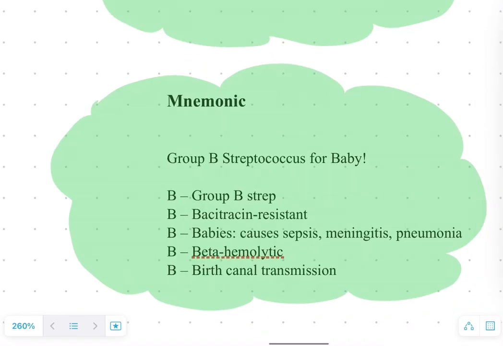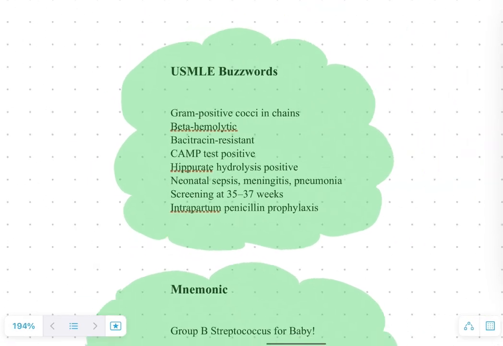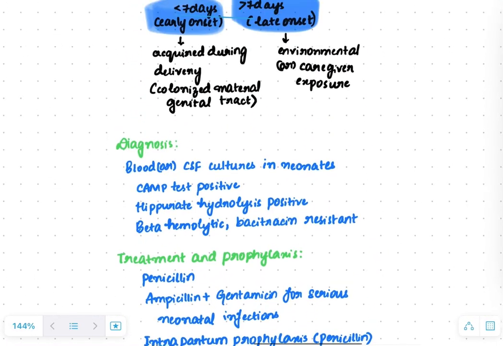So coming to the mnemonic, group B Streptococcus is Streptococcus agalactiae. B stands for babies, B stands for group B Streptococcus, B stands for Bacitracin resistant, B stands for babies, which causes sepsis, meningitis and pneumonia. B stands for beta hemolytic, B stands for birth canal transmission, causing early onset neonatal sepsis. So these are the important points in Streptococcus agalactiae.